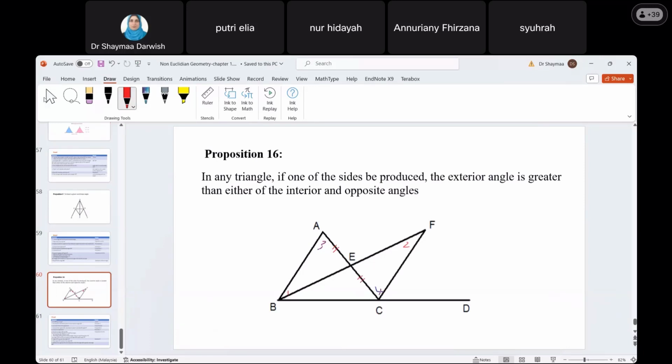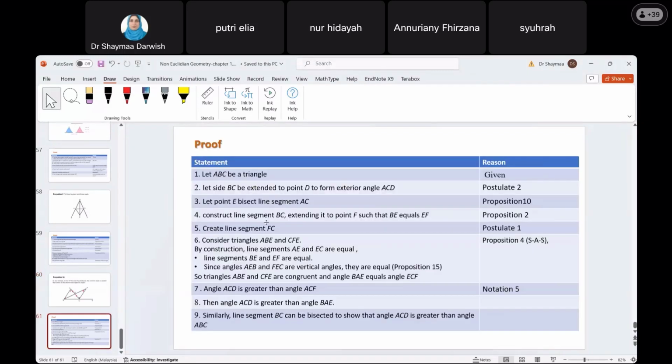AE is equal to EC, bisect. Can we do that? Actually, we can do that using proposition 10, but we didn't prove proposition 10 for you. It is a proposition that says any line segment can be bisected. Now we need to construct the segment BC, extended to point F.